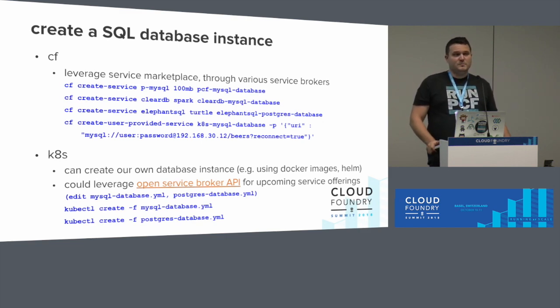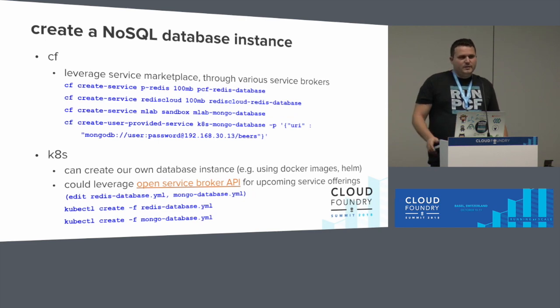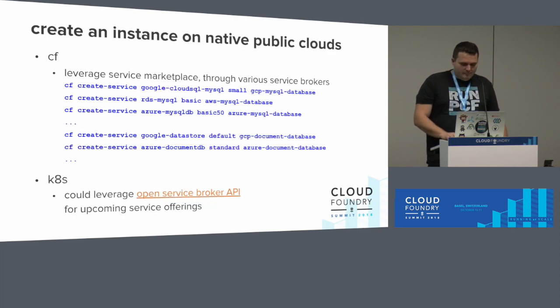Because Kubernetes is really great for some data services as well, I could create my database right there, right? Or I could leverage similar service brokers through the Open Service Broker API, and I could create my services through the service brokers, through some config maps and things like that. Great. Also, I could connect to other types of databases, NoSQL databases, such as Redis or Mongo. Also, I could connect to some native public clouds.